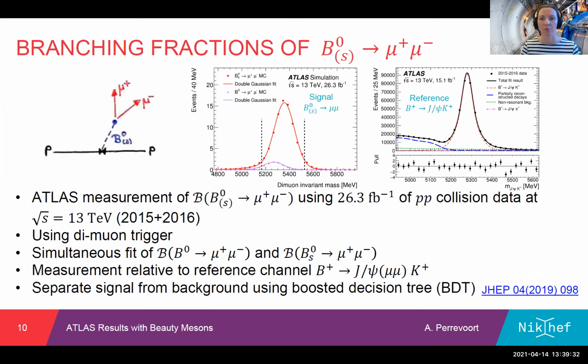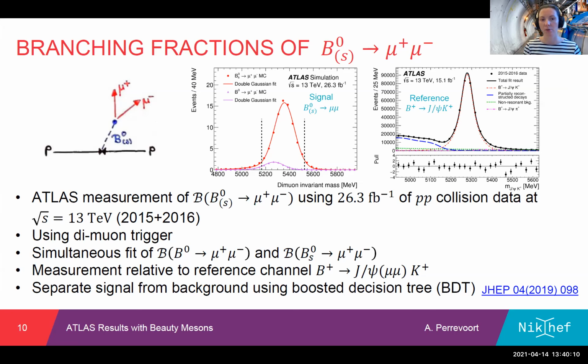The measurement is performed on 26 inverse femtobarn of PP collision data at 13 TeV. This is early run 2 data taken in 2015 and 2016. Again, this is triggered with a dimuon trigger. So you can see in the central plot, this is the dimuon invariant mass of B and B sub S to mu mu Monte Carlo. We are not really able, with our mass resolution, to disentangle the two. So we are performing a simultaneous fit of the two decay channels.